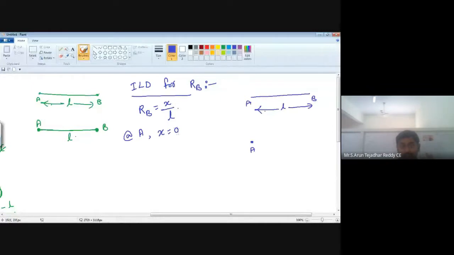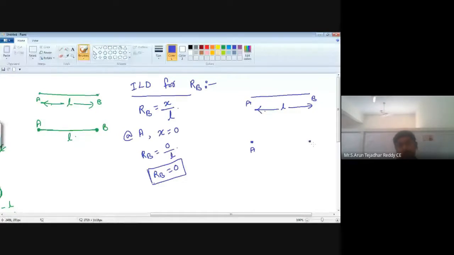Now this 0 value substitute in the RB equation. That is RB is equal to 0 by L, where RB is equal to 0. It means at point A it is 0. Now what is our second point?